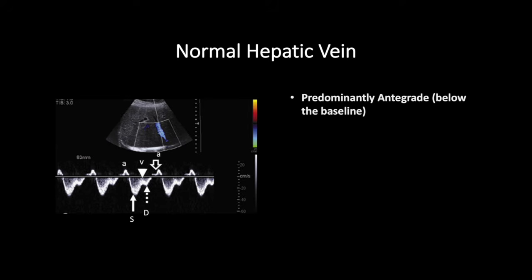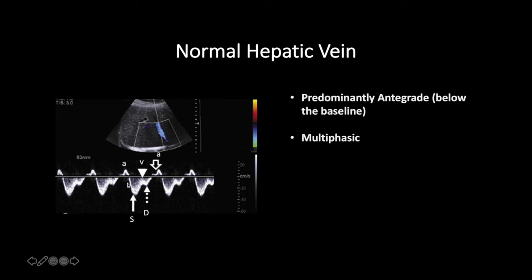Okay, and the second thing to notice is that this is a very multiphasic waveform. The reason it's so multiphasic and moving in so many different directions is because of the proximity of what we're interrogating to the heart. The best way to think about this is to think about the pressures and changes in the normal right atrium. Okay, so it's multiphasic.